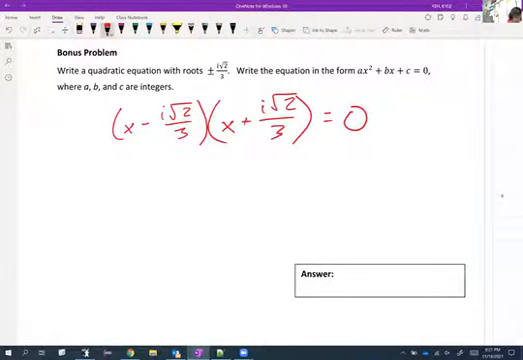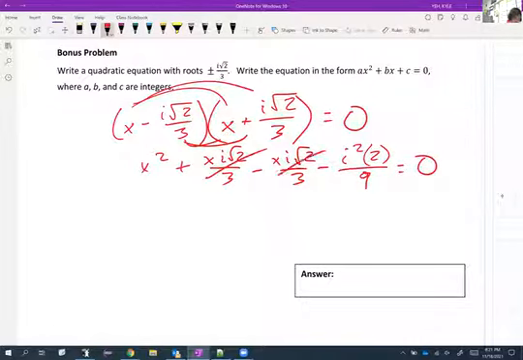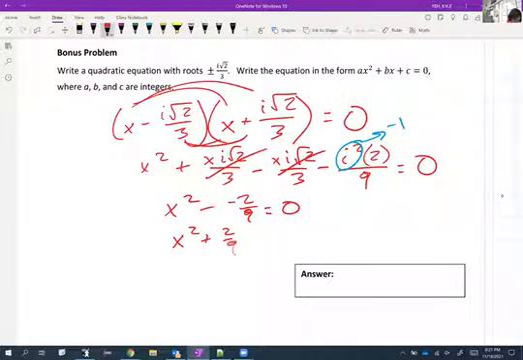So let's start foiling. x squared plus xi root 2 over 3 minus xi root 2 over 3. So those will cancel. Minus i squared, root 2 times root 2 is just 2, and 3 times 3 is 9 on bottom. Equals 0. x squared. Remember that this is a -1. So minus -2/9 equals 0. So x squared plus 2/9 equals 0.